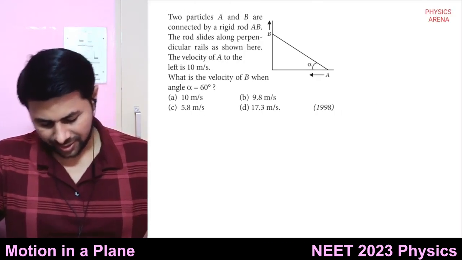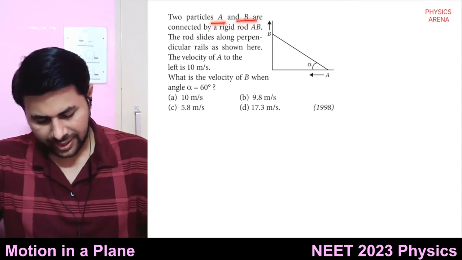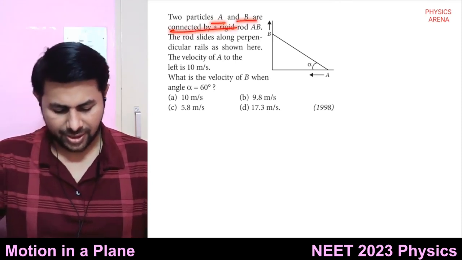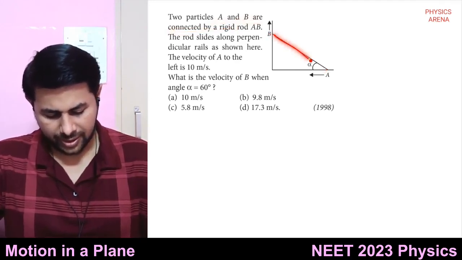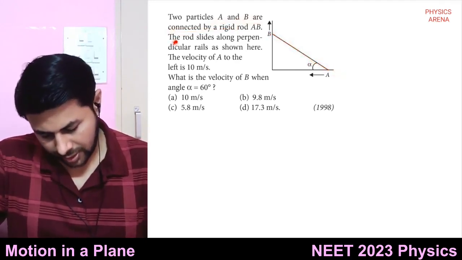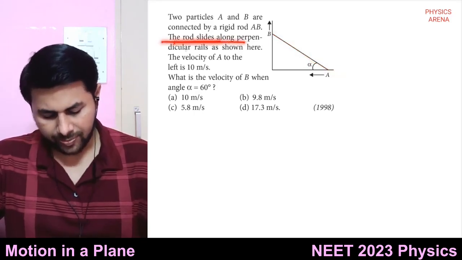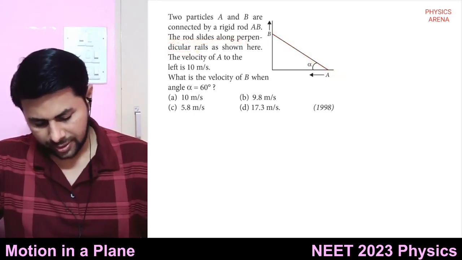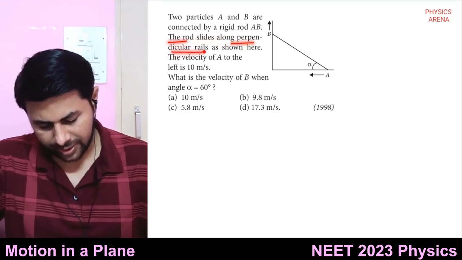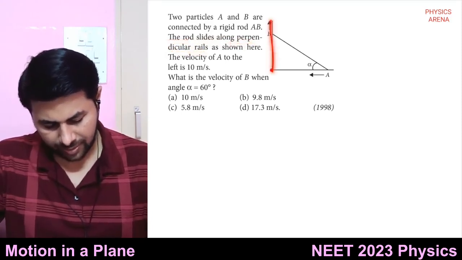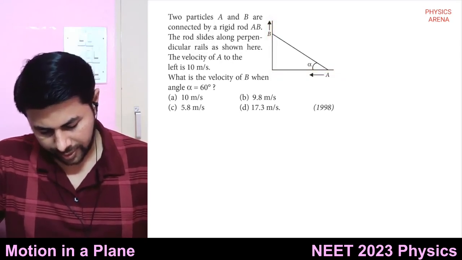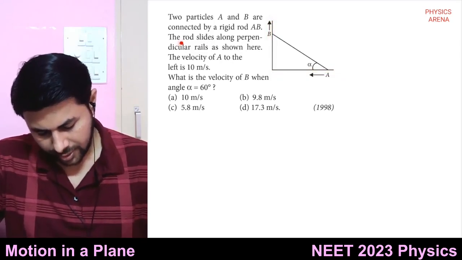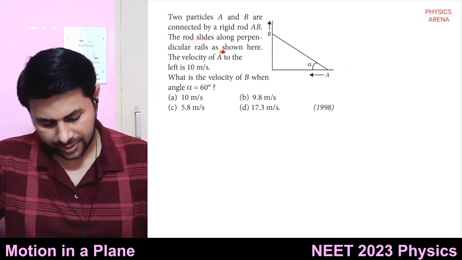Okay, next question. Two particles A and B are connected by a rigid rod AB. So these are two particles connected by a rigid rod. The rod slides along perpendicular rails as shown here. So these are perpendicular rails.